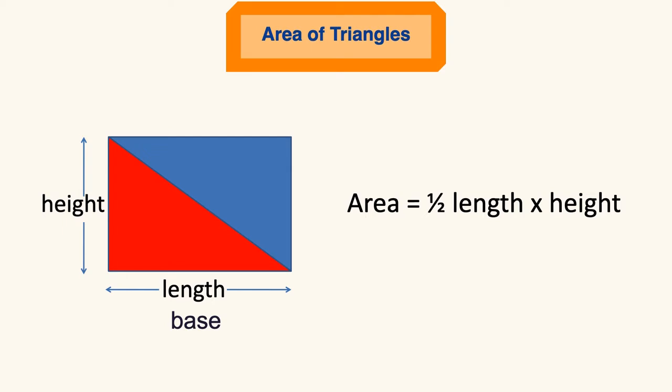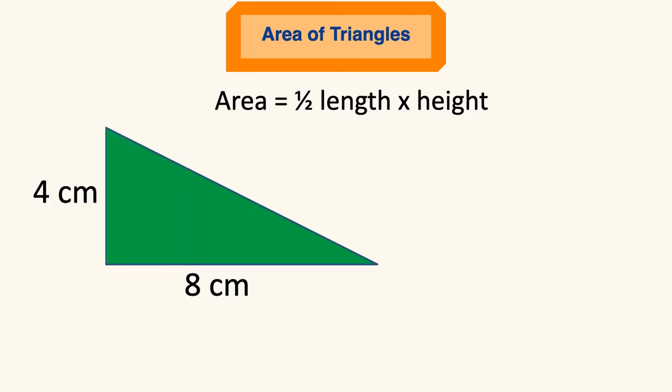But what does all of this mean? Let's take a closer look. Remember, the formula for area is half the length times height. In this example, 8 centimeters represents our length and 4 centimeters represents our height. So, let's write out our formula. The area is half 8 times 4. To solve this, we must first multiply 8 and 4. Those are our factors. When we do that, we get a product of 32.